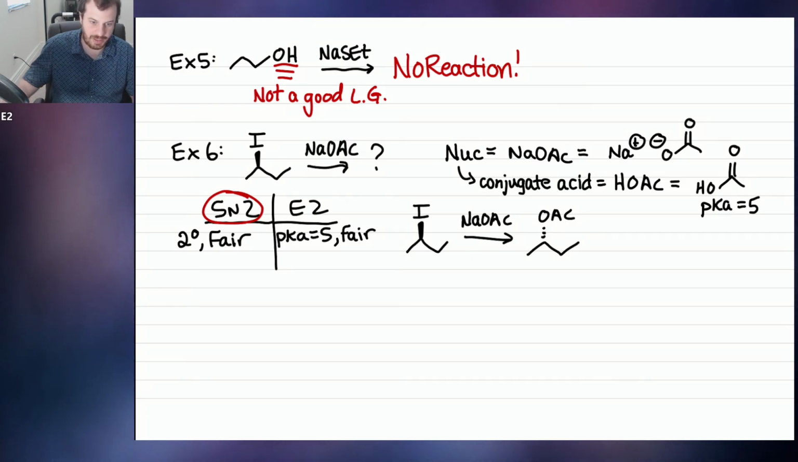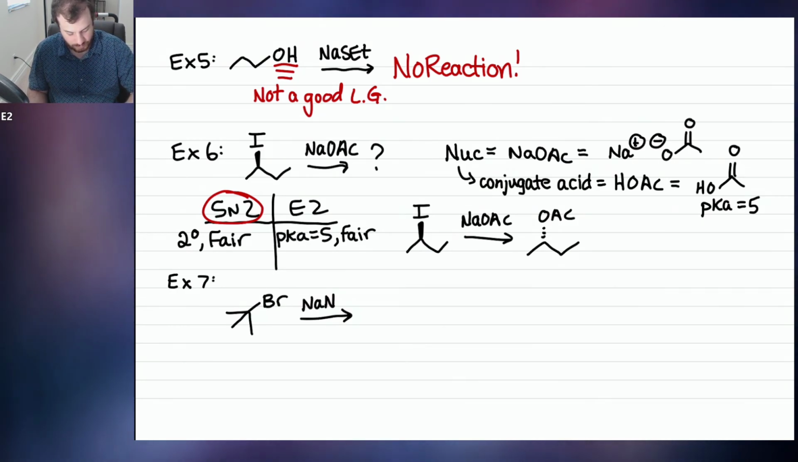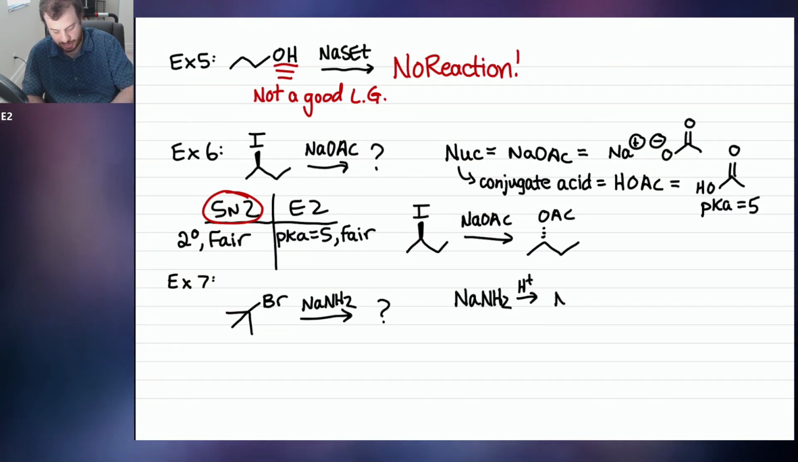Looks good. Okay, one more example, I think. Let's do one more example. Okay, and our example is going to be this one here. Okay, let's try this one. Do we have a good leaving group? Yes, bromine is one of our 5 good leaving groups, so that's a fantastic leaving group. And our nucleophile is NaNH2. What's our conjugate acid? If we add an H+, we get NH3. That's an amine. The conjugate acid of an amine is 38 from our pKa table.